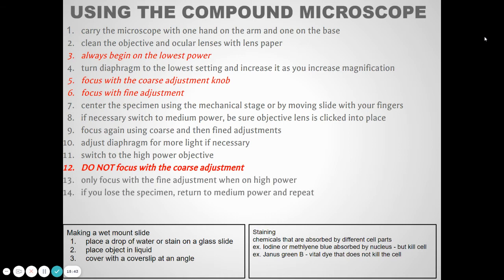Sometimes when you switch to high power, you can't see it anymore. You lose the specimen. If that happens, you just go back to medium power, find it again, focus it, center it, and then try high power again.